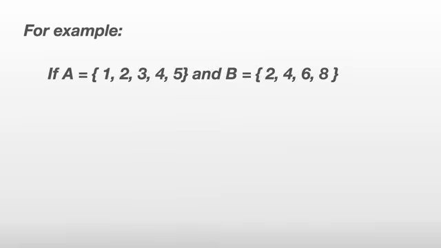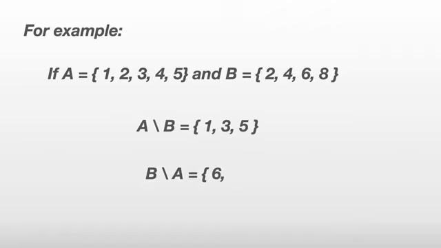For example, if A equals the set containing 1, 2, 3, 4 and 5, and B is the set containing 2, 4, 6 and 8, then A minus B is the set containing 1, 3 and 5, since we've removed the 2 and the 4 that were in B. B minus A is 6 and 8, since we've again removed 2 and 4.